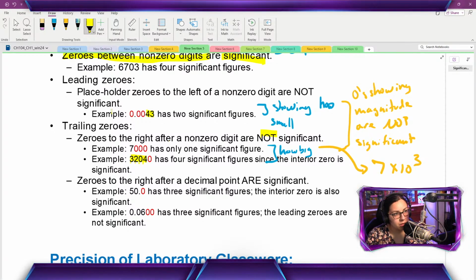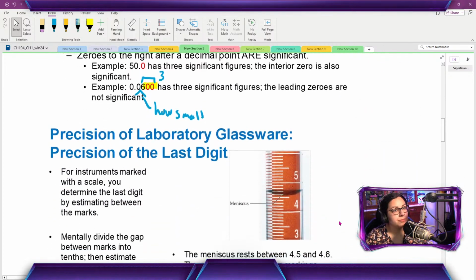Same thing with this number. It has 3 sig figs. So the 6 and the 2 zeros after the 6 are significant. Notice this first one is just showing how small, so that's not significant and not included, but these are. So that's 3. Looking for questions so far.